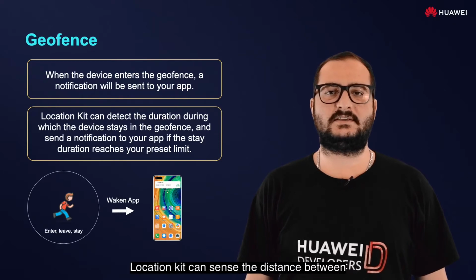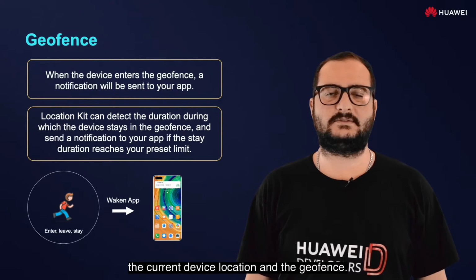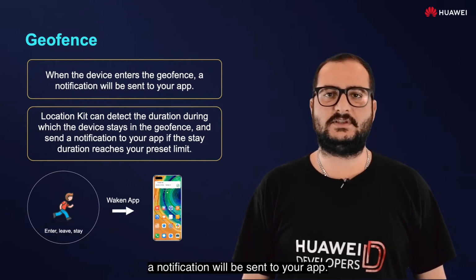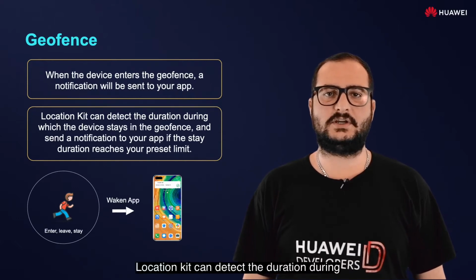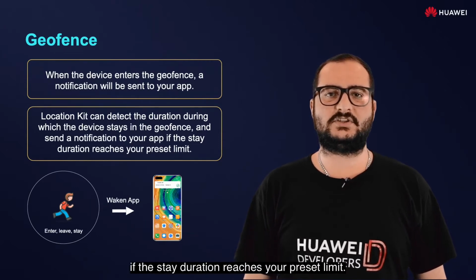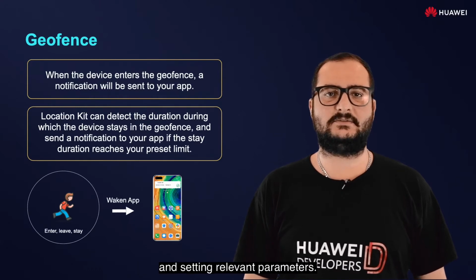Location Kit can sense the distance between the current device location and the geofence. When the device enters the geofence, a notification will be sent to your app. In addition, Location Kit can detect the duration during which the device stays in the geofence and send a notification to your app if the stay duration reaches your preset limit. You can also create a geofence by dragging to select an area on the map and setting relevant parameters.